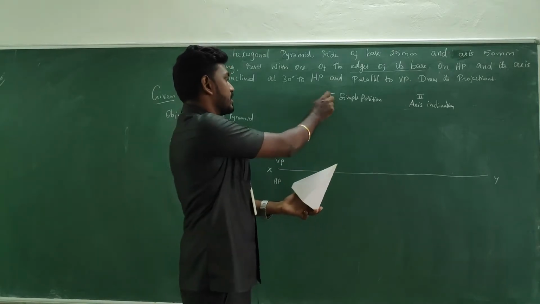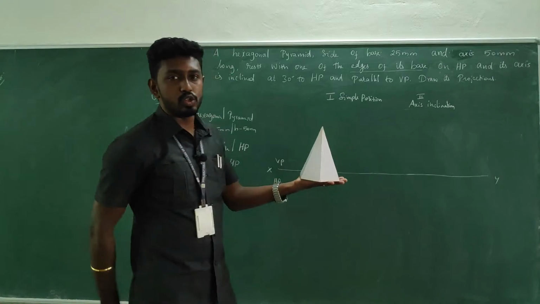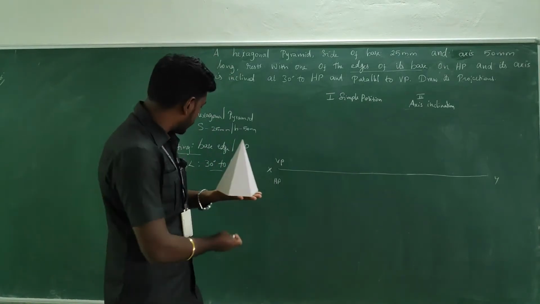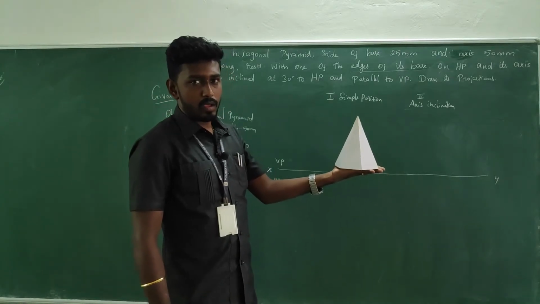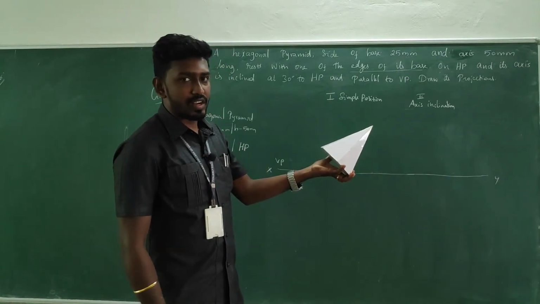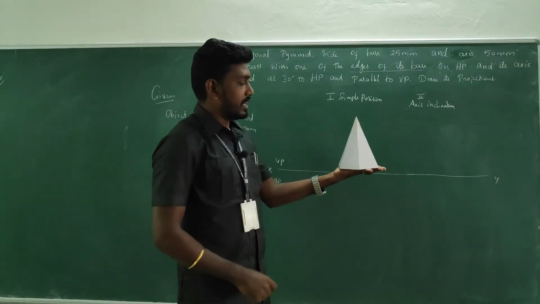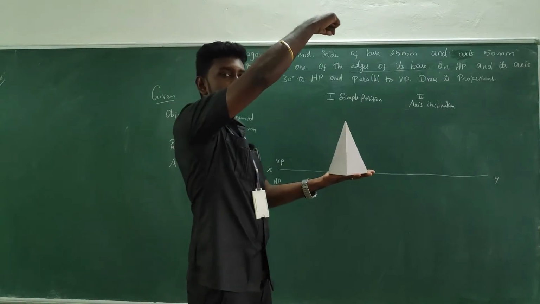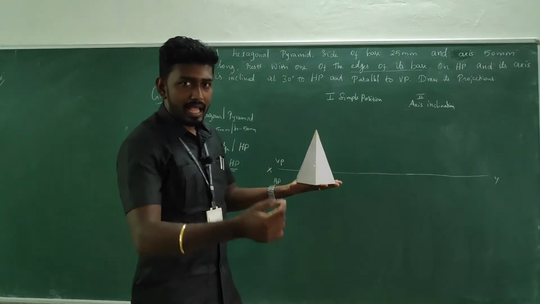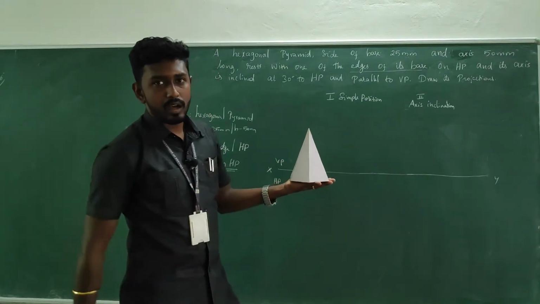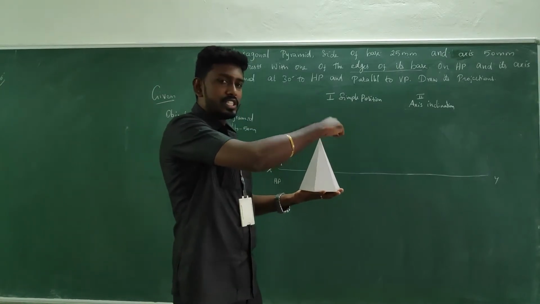So what we have to do is, in the simple position we take the assumption that the axis is perpendicular to the horizontal plane. Since it is inclined to HP, we take it perpendicular to HP first, because when it is inclined we cannot see the true shape in the front view and top view. When it is kept like this, from the top view you can see the true shape of the hexagonal pyramid base, and in the front view we can see the triangular faces. So in the top view we can see the true shape.